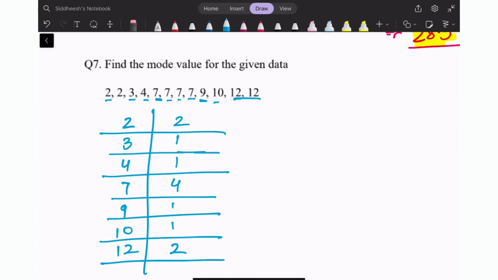Now what is mode? Any observation or event that occurs most or more frequently. So here the mode is 7. Why? It occurred 4 times. That's why our answer is very simple. Our mode is 7.